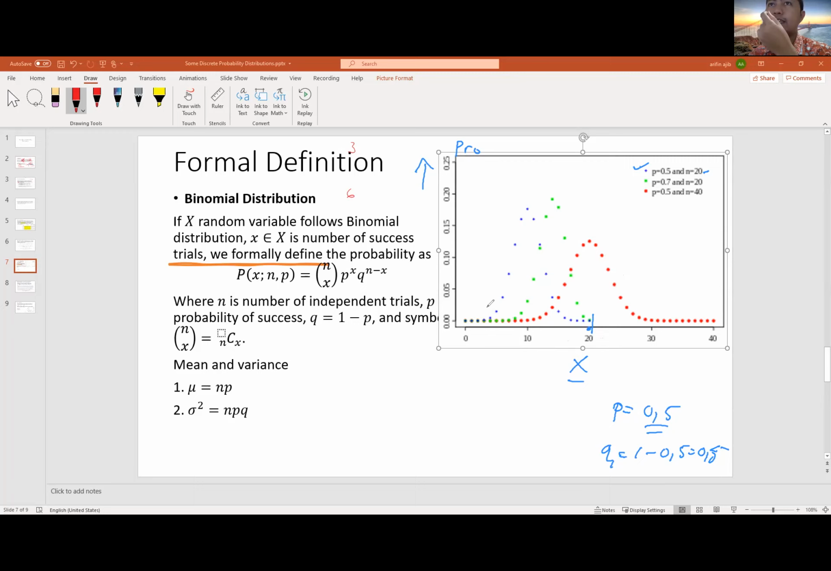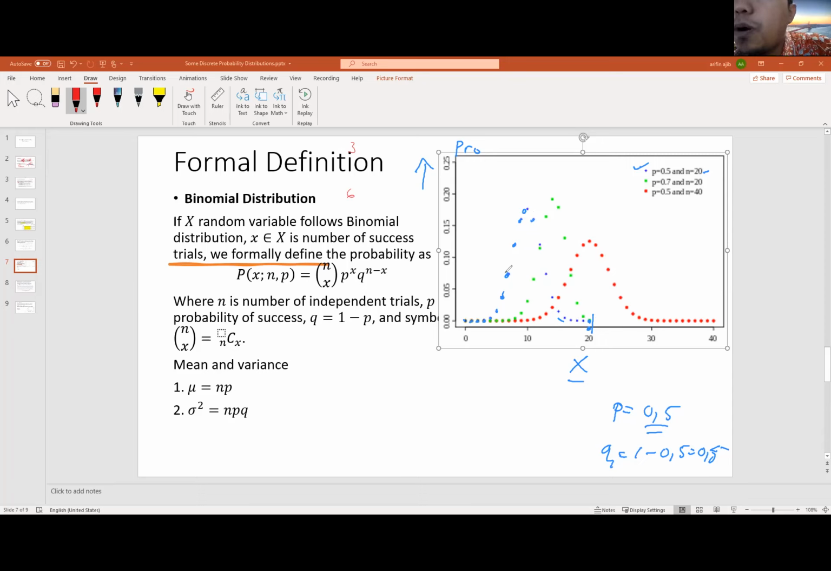Okay, and 20, and the result is, you can see here, from this point, this point, this point, until, and then decreasing again until this point. You can see here is like a bell shape, but in a discrete manner.